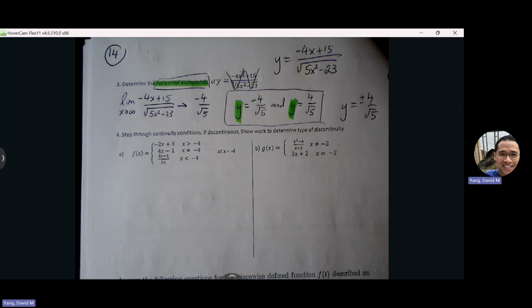All right, number 4, A and B, you're stepping through your continuity conditions and see if it passes all three. If it fails two or three, you can stop and indicate what type of discontinuity it is.